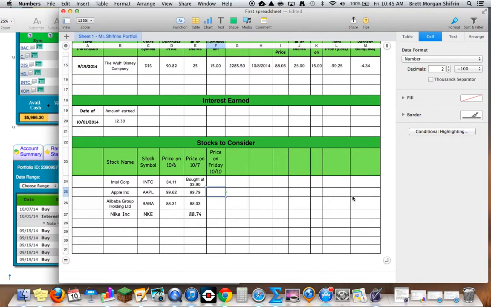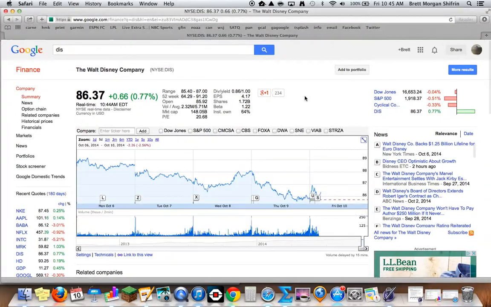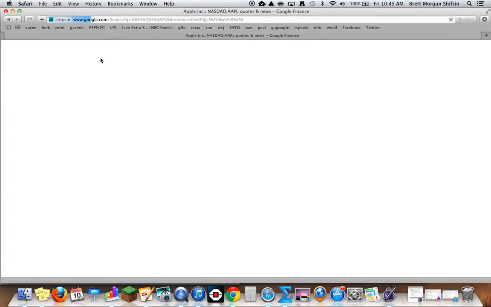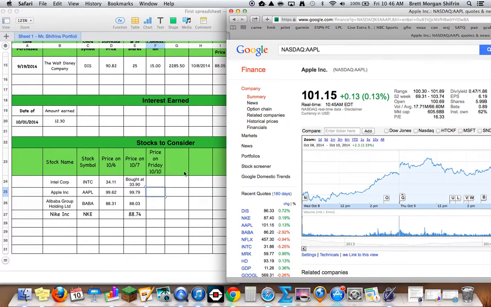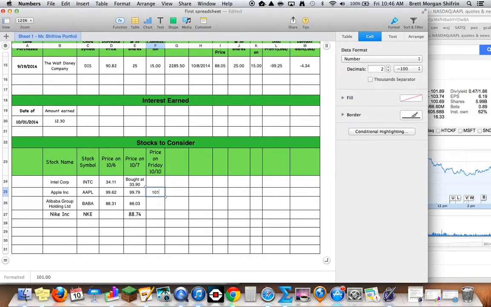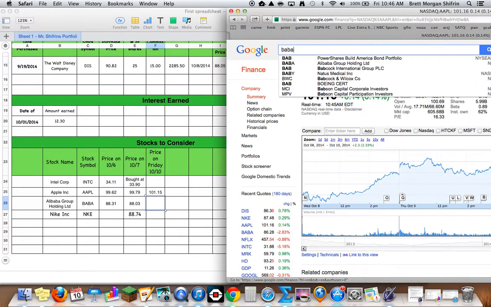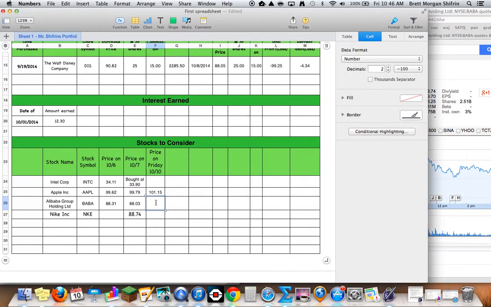So let's go to Apple, and while I'm looking at it, if I look at Apple right now, 101.15, so I'm going to put that in here. Oh, too bad I didn't buy, huh? I would have made a couple dollars. Okay, Alibaba, which is a new offering recently, is at 86.25. All right, so it was good I didn't buy that. I would have lost some money.